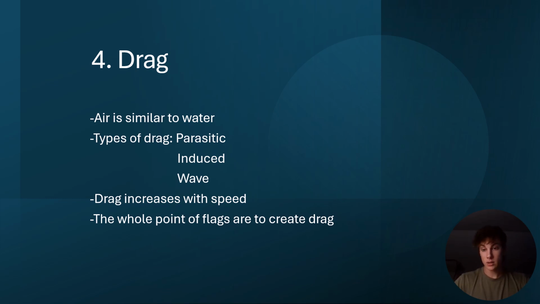In our case, drag increases with speed, so the faster you go, the more drag you will create, and therefore the more thrust you'll have to produce in order to overcome that drag. And our plane has flaps. The whole point of flaps is to create drag so we can descend quicker without increasing our airspeed.